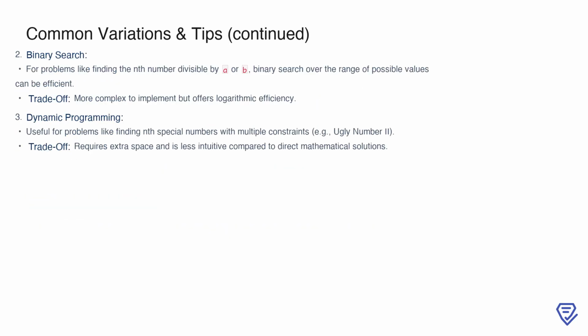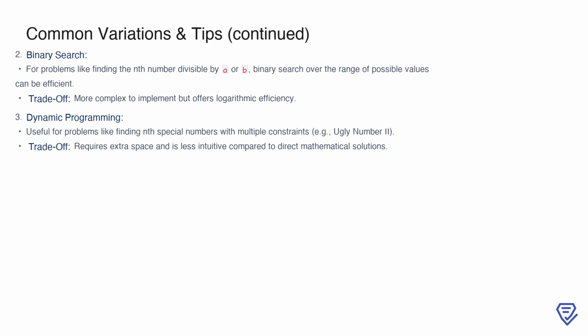For more advanced efficiency, binary search can be a powerful method. When finding the nth number divisible by A or B, you can use binary search to narrow down the range of possible values instead of iterating through all numbers. While this approach is more complex to implement, it offers logarithmic efficiency, making it well-suited for large constraints.